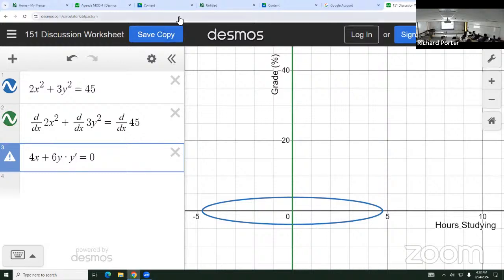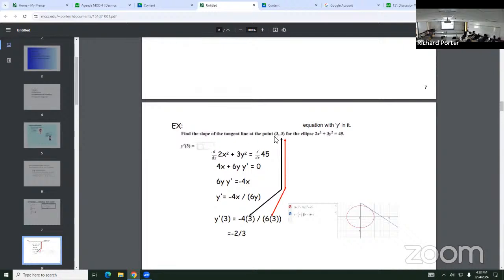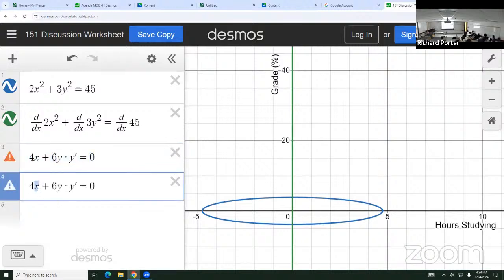Let's see. Then they say, find the slope, and they give you a point, (3,3), on the ellipse. So let's go back to our Desmos thing. We know that x equals 3 and y equals 3. So I can just put 3's in here, right? I can put a 3 in there, and I can put a 3 in here. And now I have something to solve for, right?